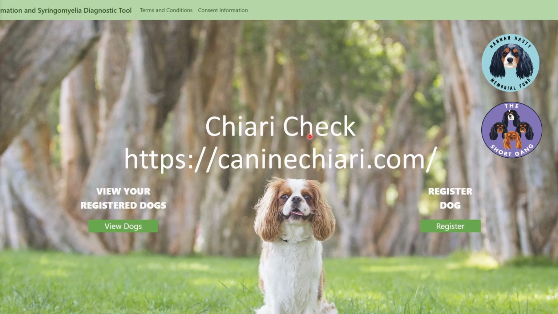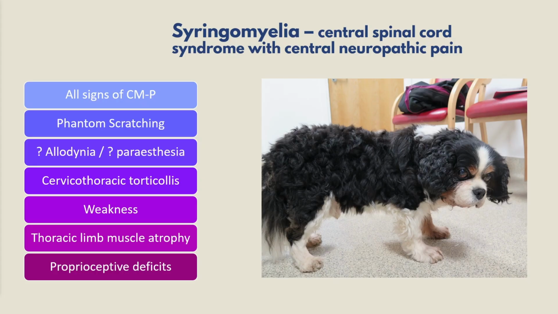So you can run through these series of questions, and it will give you a score as to whether Chiari malformation associated pain or syringomyelia is likely. So syringomyelia, as I've said before, is where fluid is forced into the spinal cord substance, and it has specific signs if it has damaged the spinal cord.